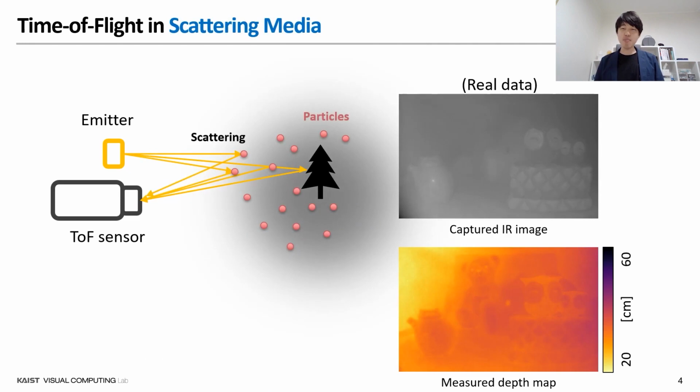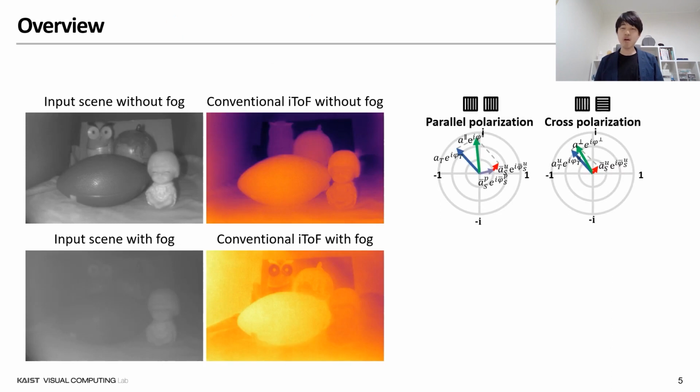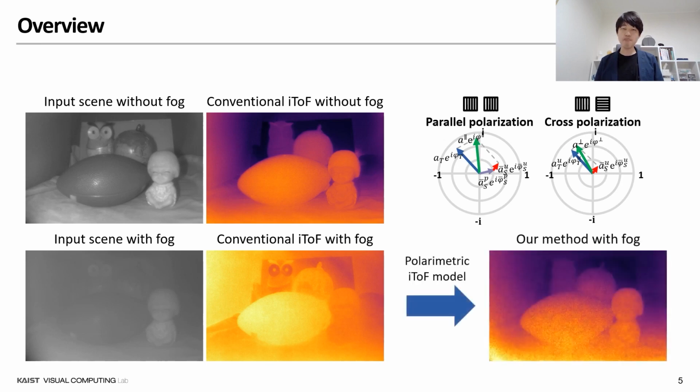However, in scattering media such as fog, the depth of the target object cannot be measured correctly because the signals reflected from the object and the scattering media interfere with each other. To solve this problem, we propose a depth map correction algorithm for iToF imaging by means of a scattering-aware polarimetric phasor model. Our method can capture a correct depth map even in fog environments.